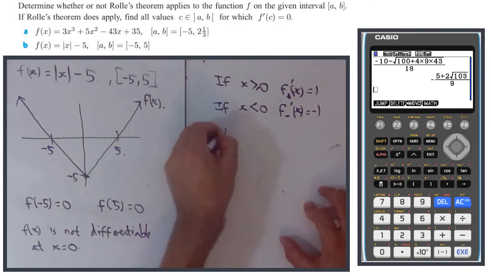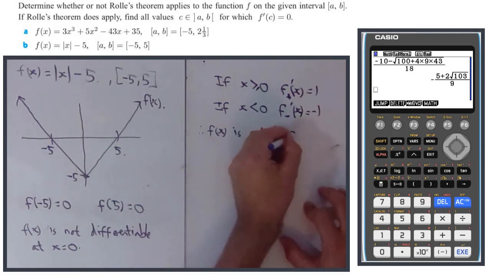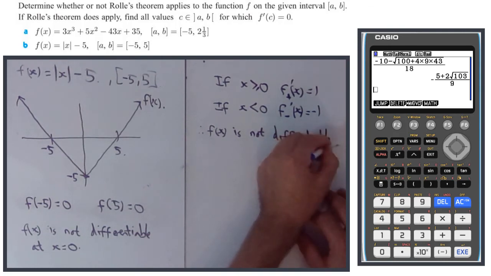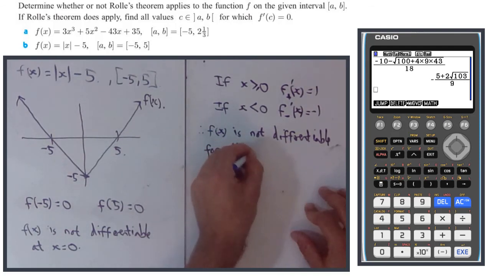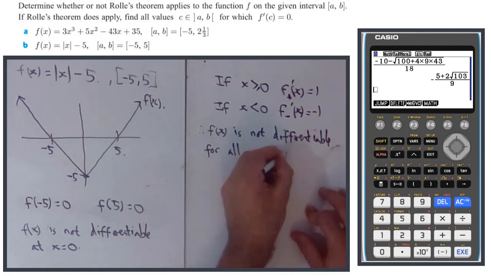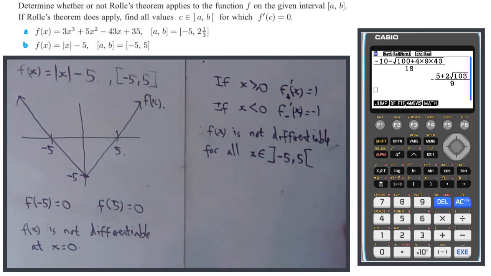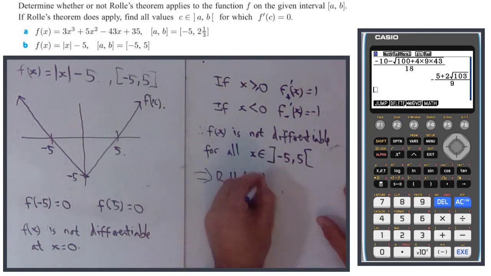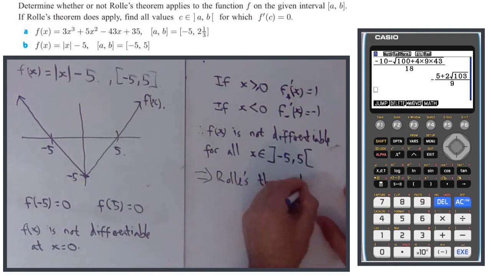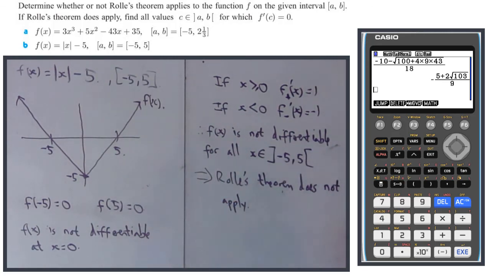F of x is not differentiable for all x in the open interval from minus 5 to 5. And once that's not the case, we cannot use Rolle's theorem. Rolle's theorem does not apply. So it is continuous everywhere, but it is not differentiable everywhere.